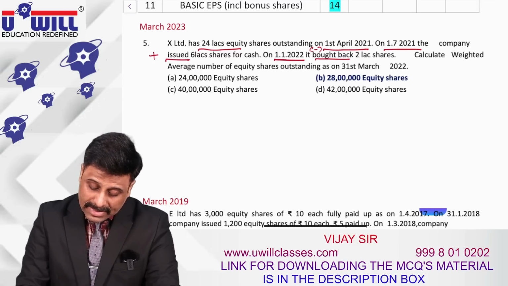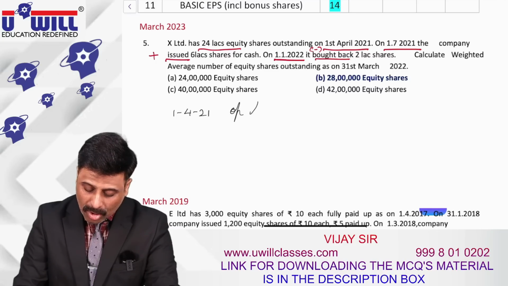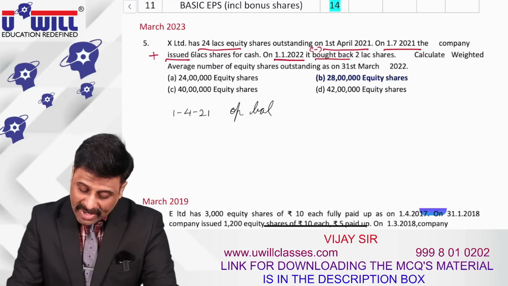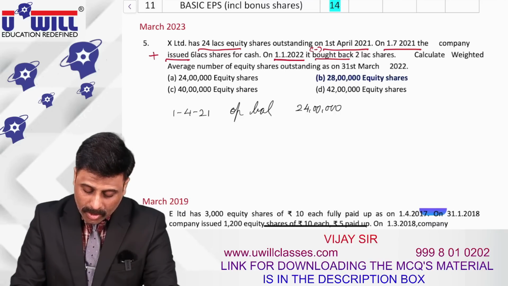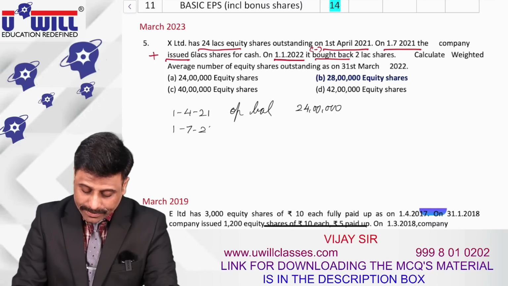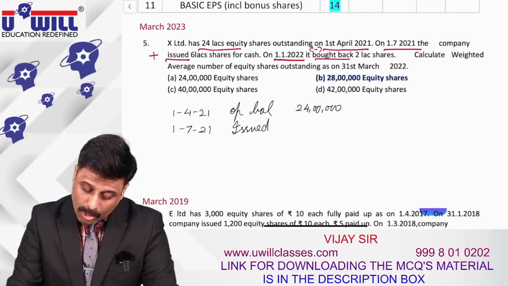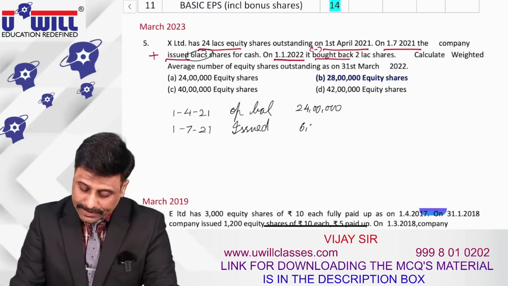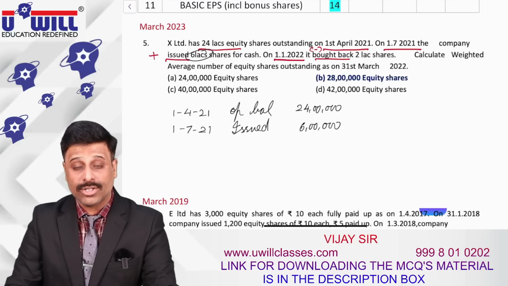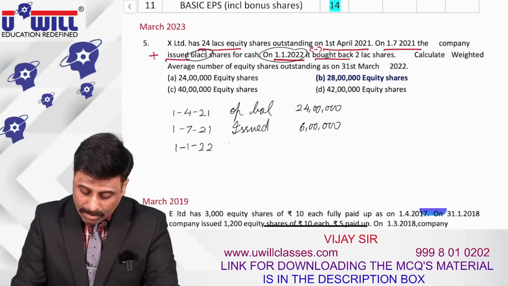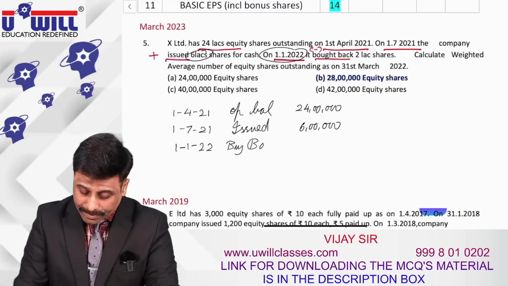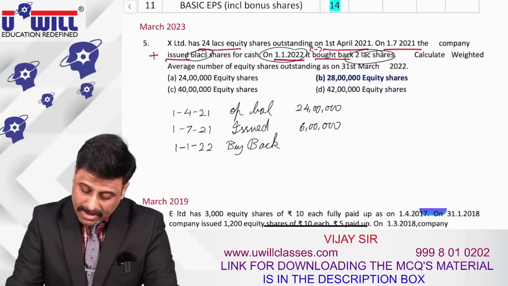How will you solve this? See, on 1/4/21, already there is opening balance of 24 lakh shares. Okay. Then on 1/7/21, company has issued how many shares? 6 lakh shares. You all can see that. Okay, 6 lakh shares. And on 1/1/22, it has bought back, means we'll write buyback of 2 lakh shares.